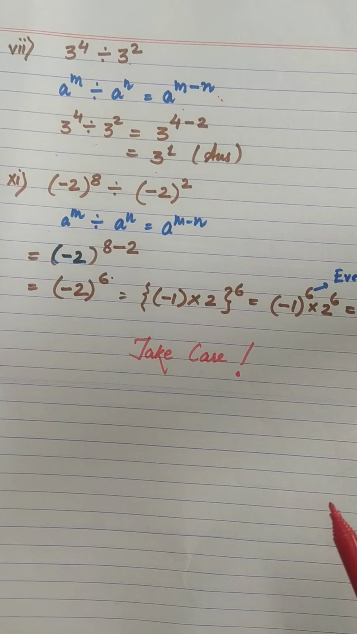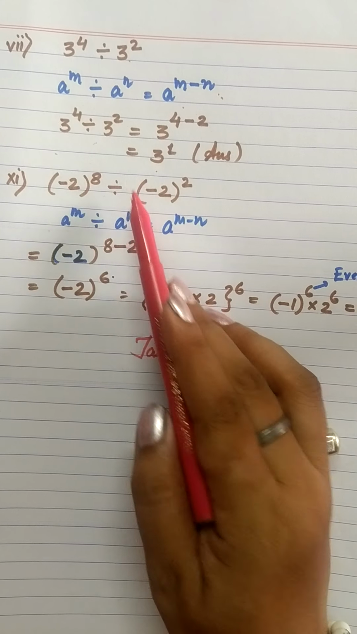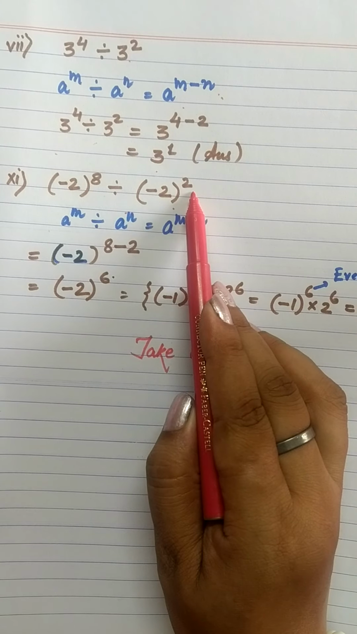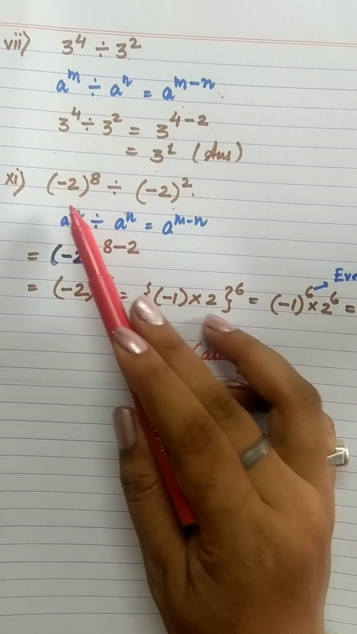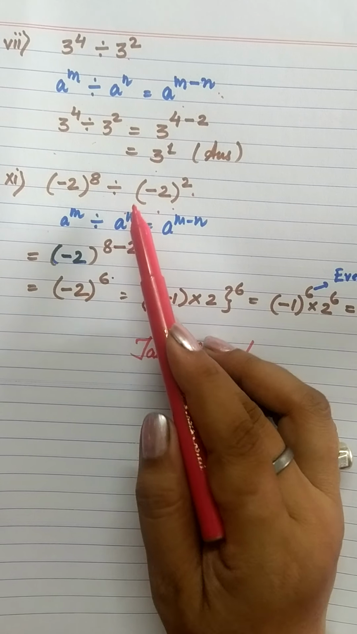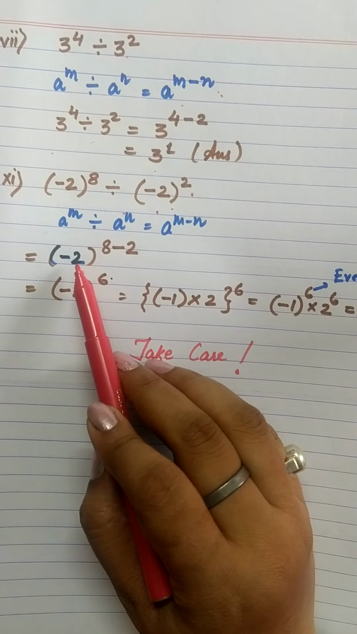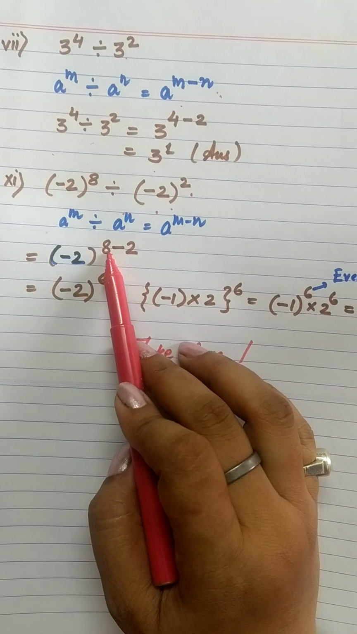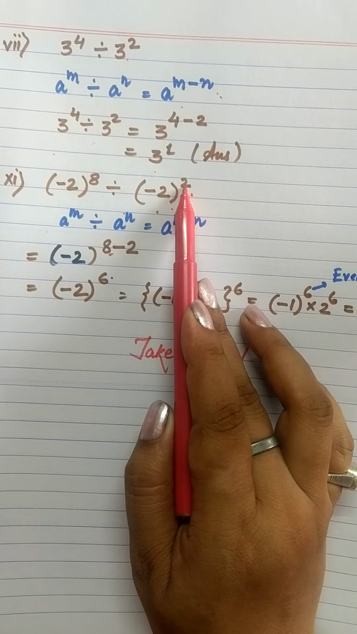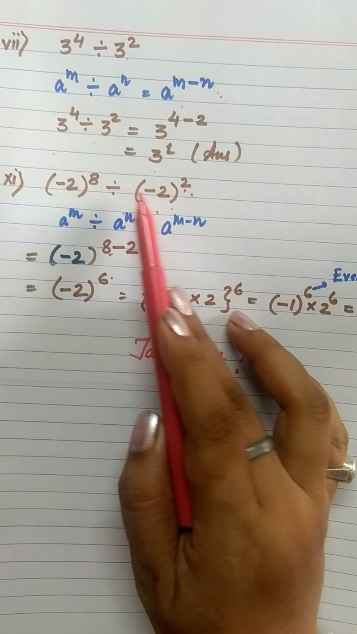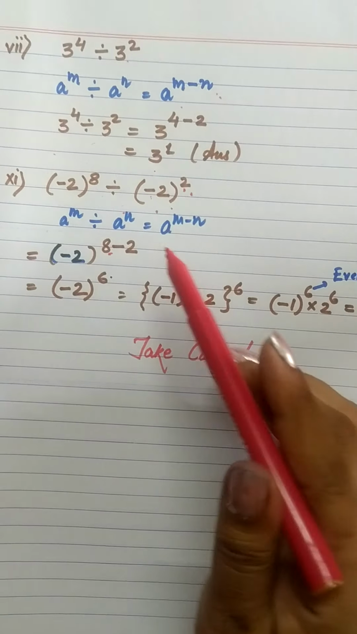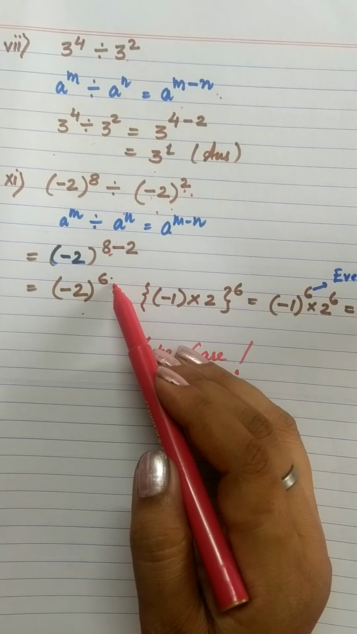The 11th bit, minus 2 to the power 8 divided by minus 2 to the power 2. Again the same thing. Base is same and there is a division sign. Do not worry about the negative sign here because minus 2 is the base. So I have taken it as minus 2 raised to the power of 8 minus 2. Why? Because there is a division sign and we are going to subtract the powers. So minus 2 to the power 6.